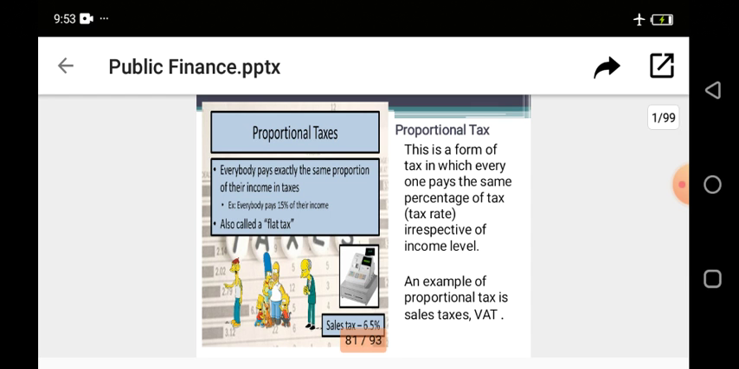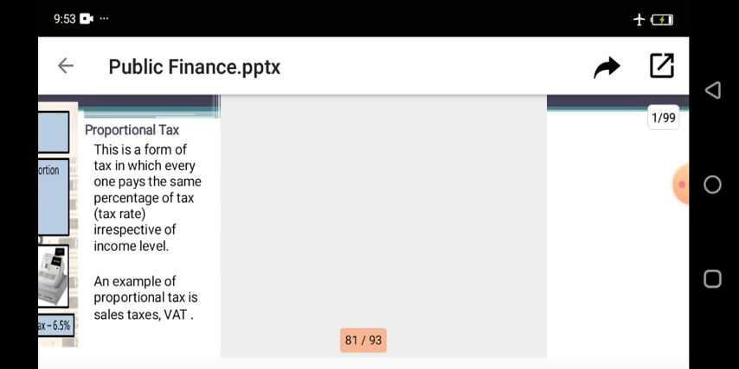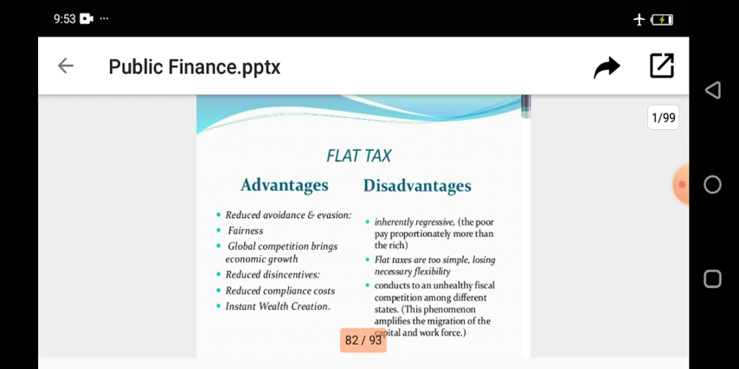It's a form of tax in which everyone pays the same percentage of tax rate, irrespective of their level of income. A good example is your sales tax and your value added tax. In Nigeria presently, the value added tax is 7.5%. So irrespective of your income, it still remains the same. So it's a flat rate tax. Now let's quickly look at the advantages and the disadvantages.